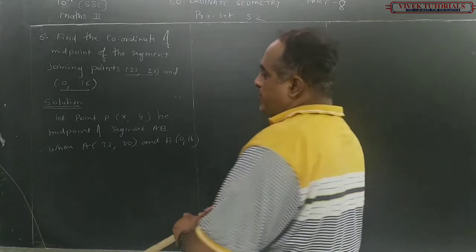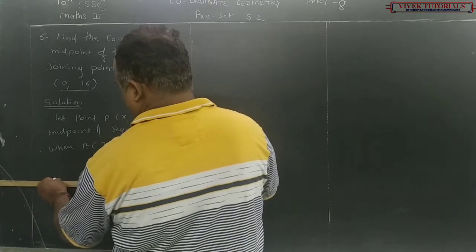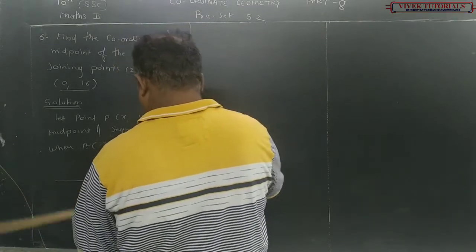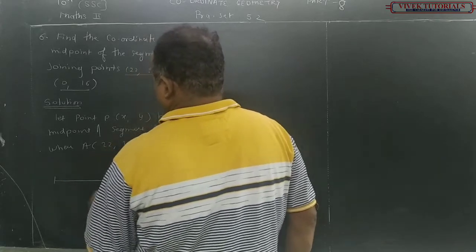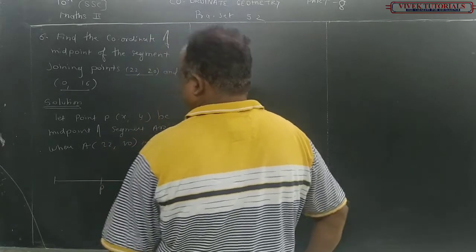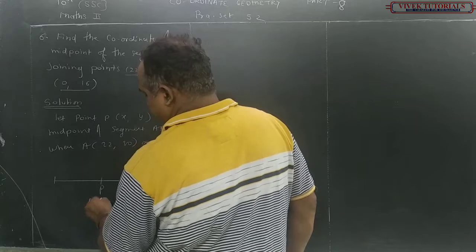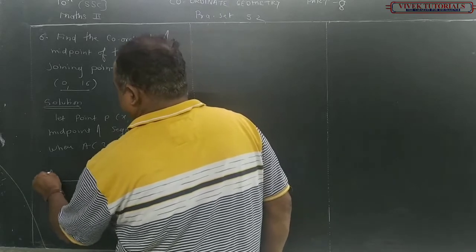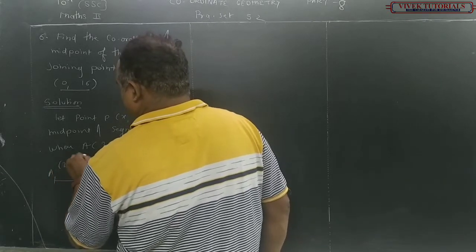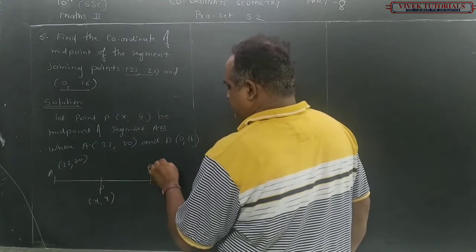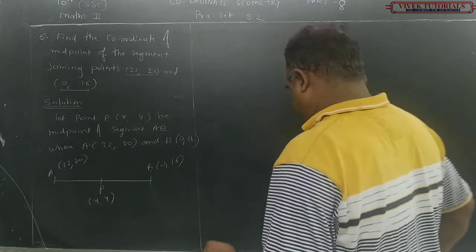Okay, so we'll draw a figure in which point P is the midpoint. Its coordinates we have taken as x, y. A is (22, 20) and B is (0, 16).